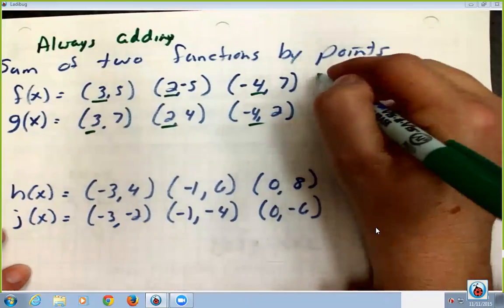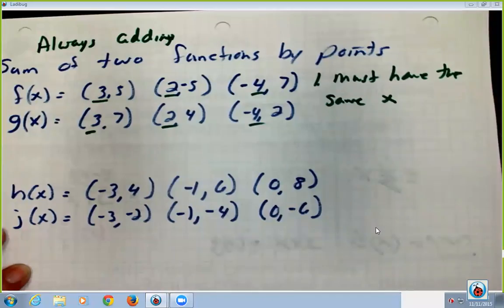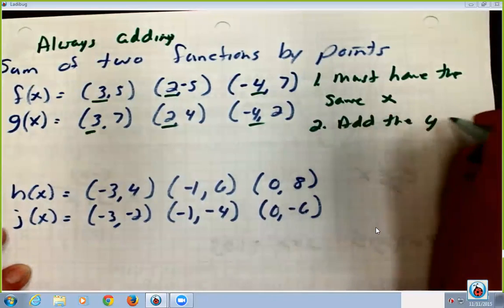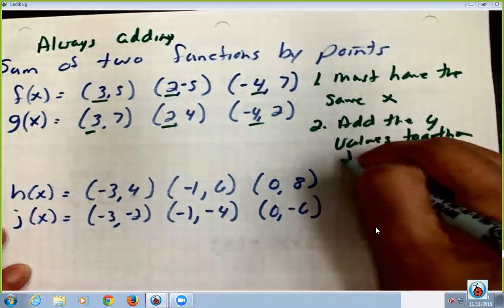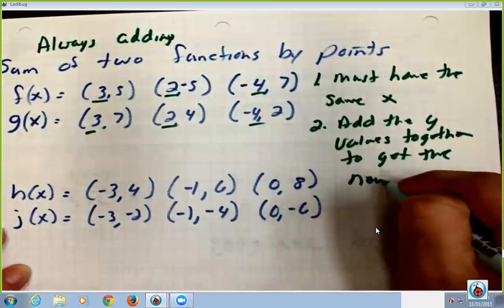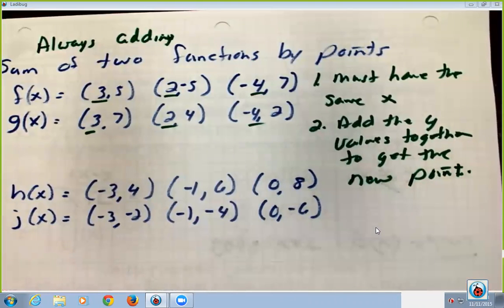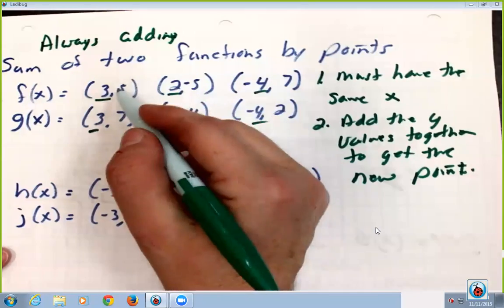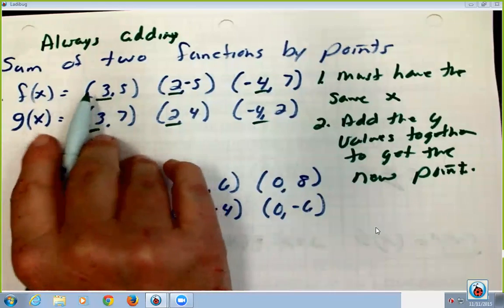So you must have the same x, and you're going to add the y values together to get the new point. So if we're taking a function, and we'll show you in a graph in a little bit, and you're sticking that function together, what takes place with it? Well, if we're at 3, this is the same as when we did the functions earlier and we substituted a 3 in or we put the 2 in place. That's what we're doing here basically.